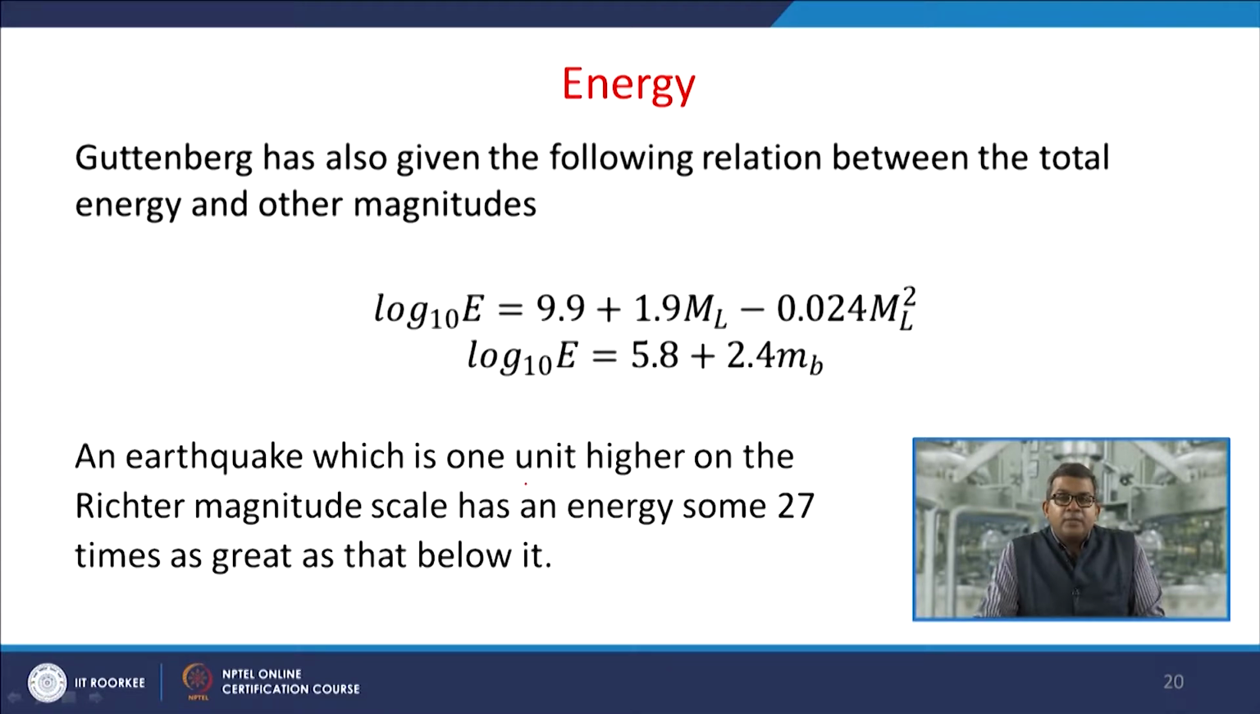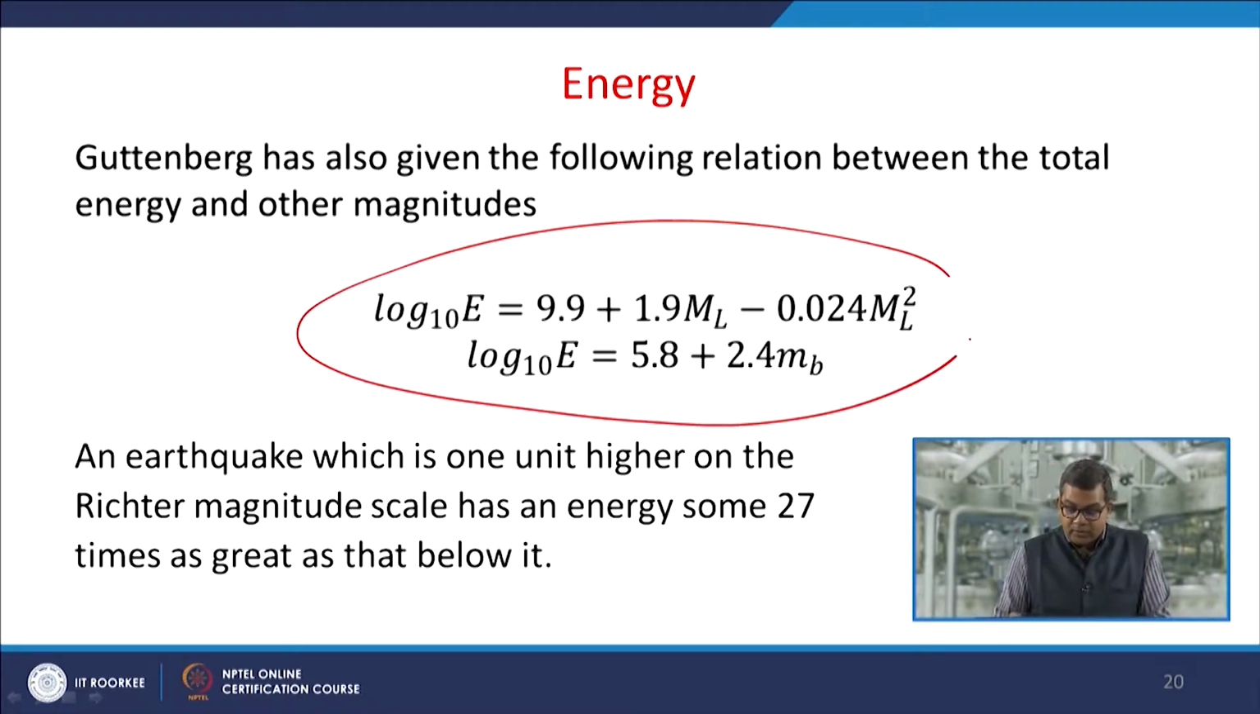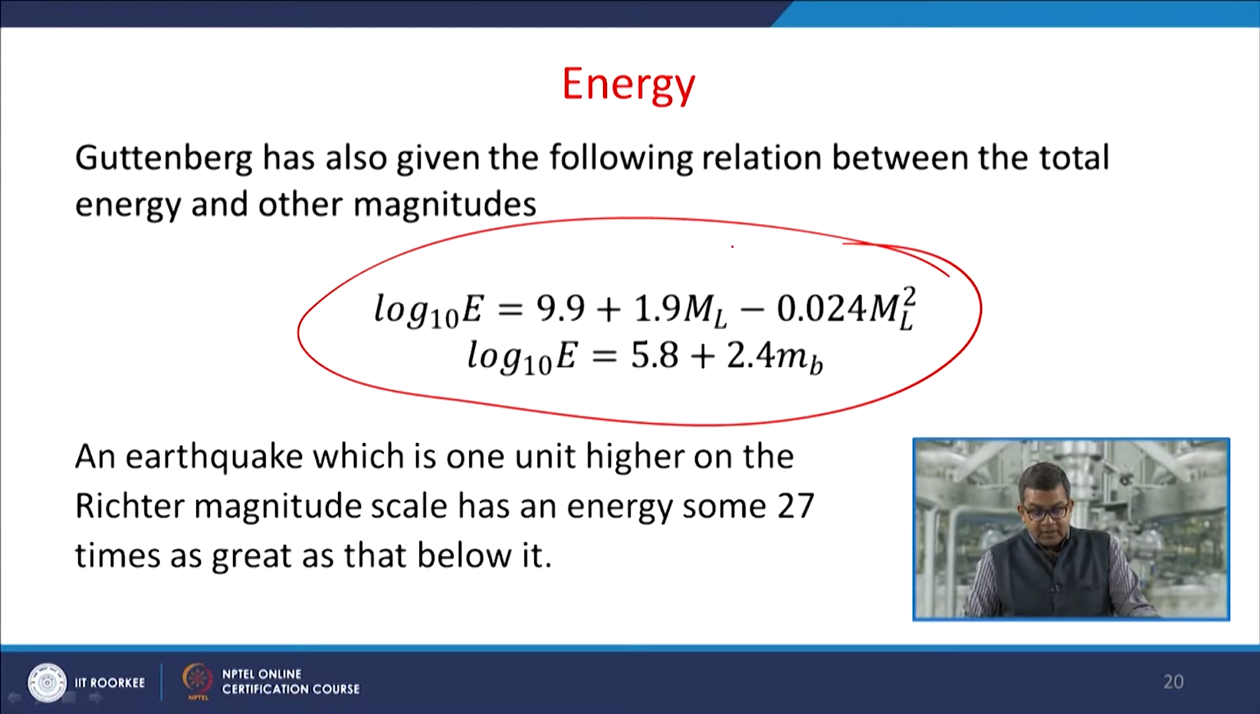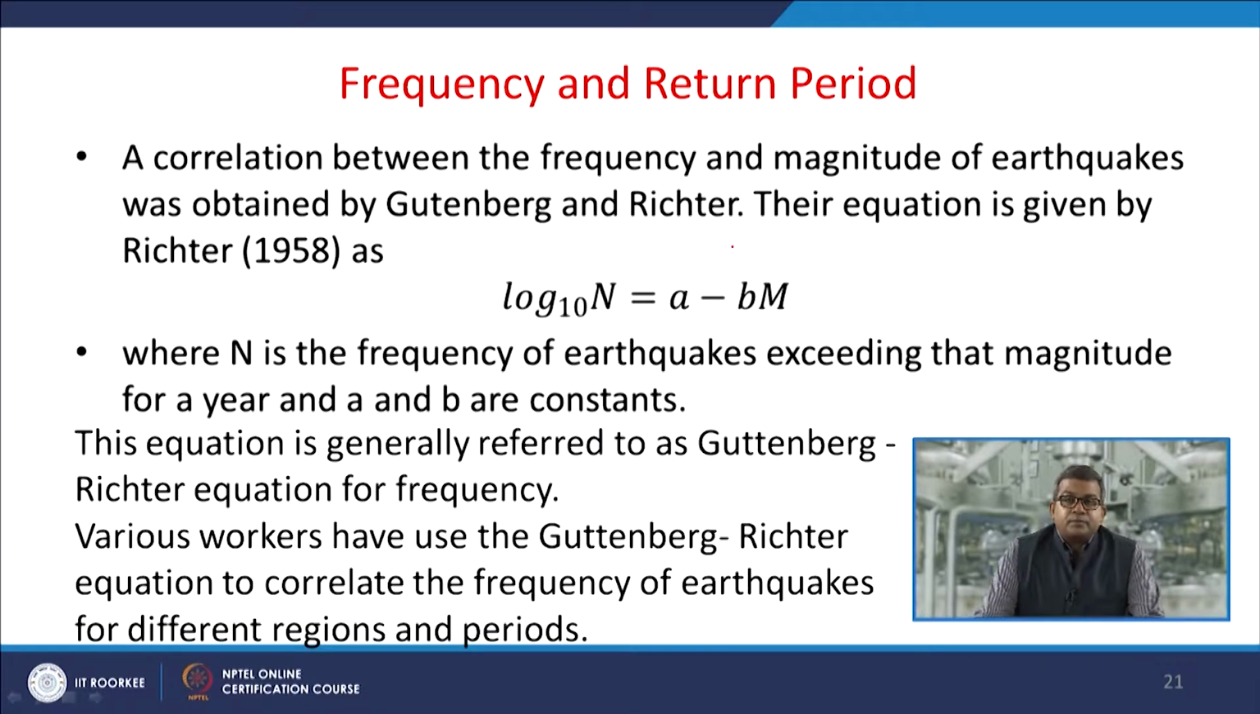So, Gutenberg has also given the relationship between the total energy and other magnitudes. In this particular equation you can see that there is a relationship between the total energy and other magnitudes like ml, mb, etc. An earthquake which is one unit higher on the Richter magnitude scale has an energy of some say 27 times as great as that below it. So, you can imagine the magnitude of energy associated with any kind of earthquake.